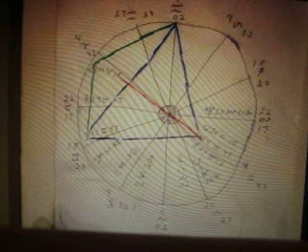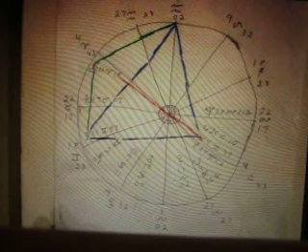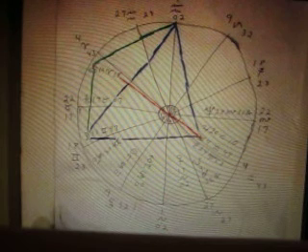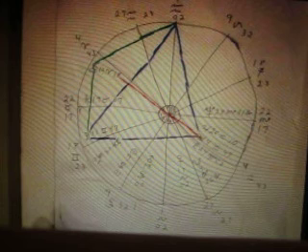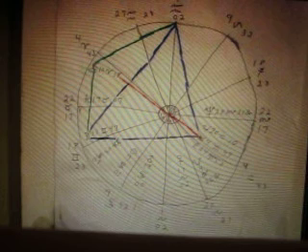But I'm going to be talking about the signs on the cusp of the second house. The first video will be about the second house in general, and then after that I'll be talking about Aries on the second house cusp, and then Taurus on the second house cusp, etc. So that's basically what's going to be going on.